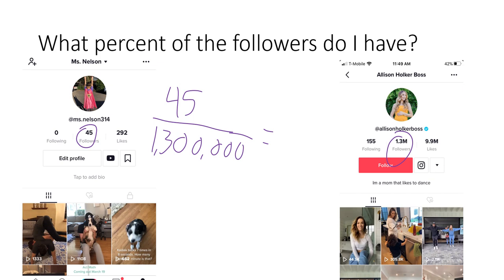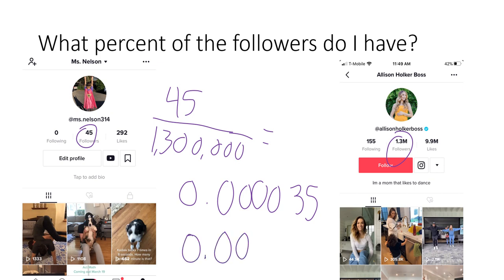And I can tell you right now, this is going to be a small number. And it comes out to be 0.00035 if I round. Multiply that by 100, that means I have 0.0035% of the followers she has. That's a very, very small amount.